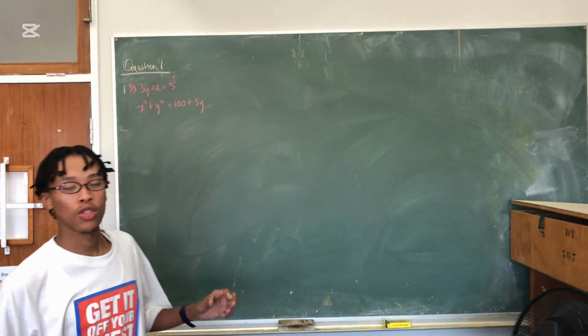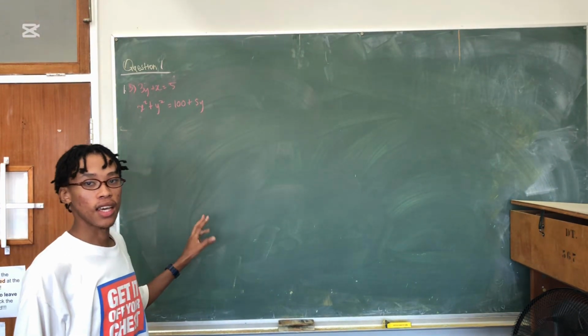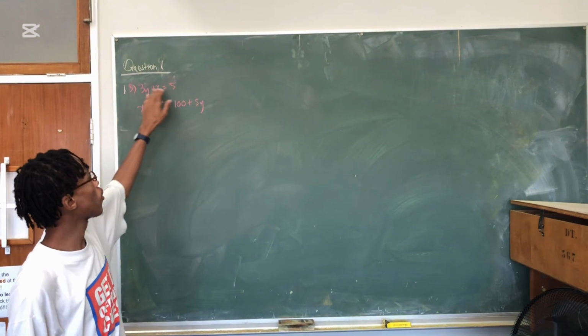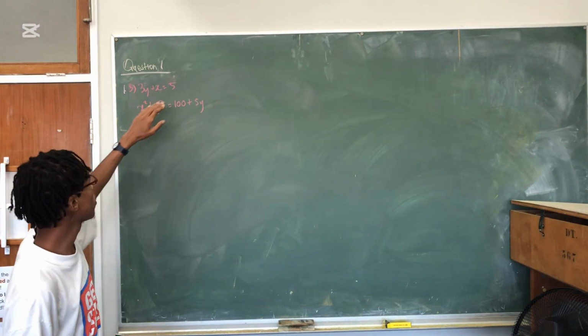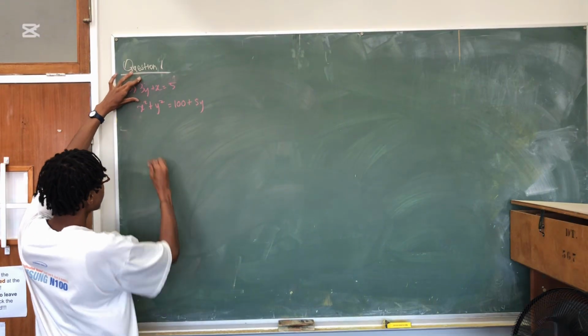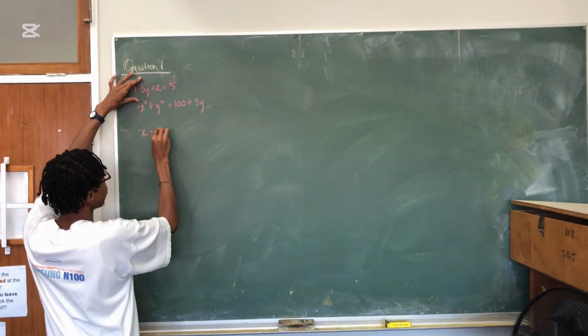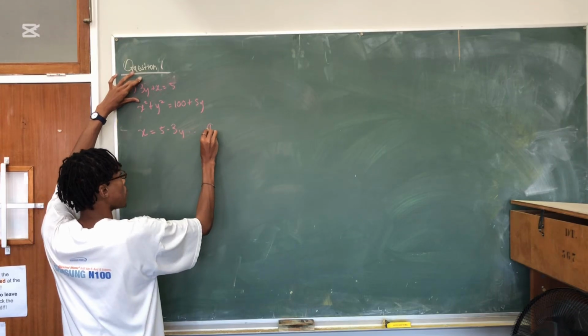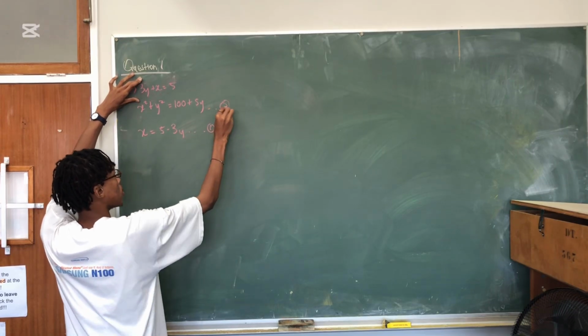Simultaneous equation, solving for both y and x at the same time. The first thing we need to do is to look at the easiest looking equation and go for it. This one, we're going to take the first equation and make x the subject of the formula. This is our first equation, this is our second equation.